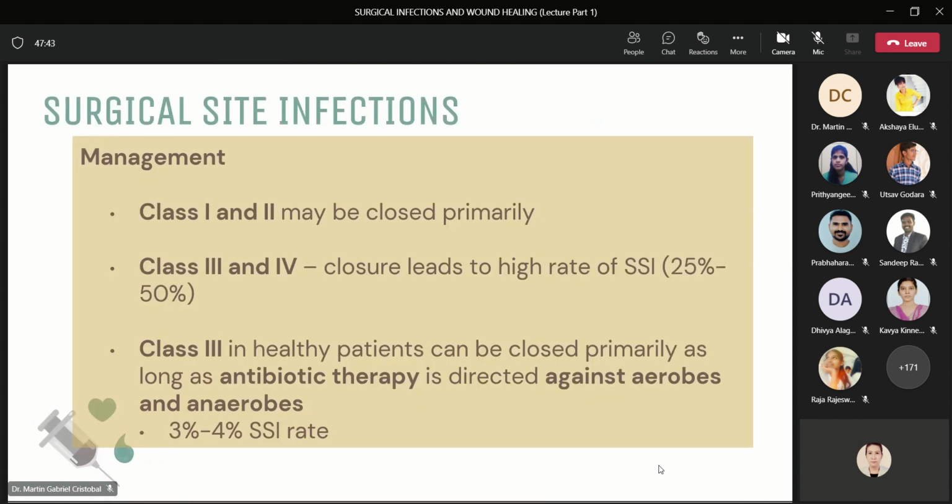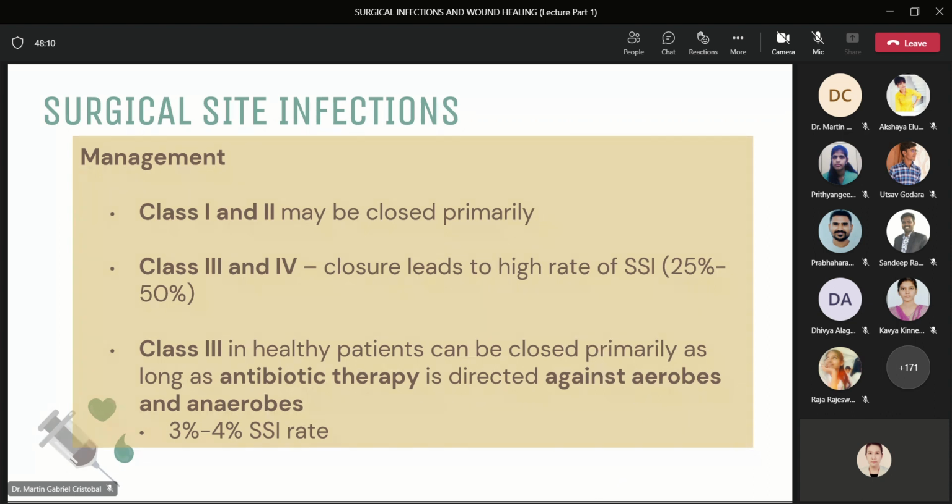So how do we manage these wounds? For class 1 and class 2 wounds, these may be closed primarily. For class 3 and class 4, primary closure leads to a high rate of incisional surgical site infection, ranging up to 25 to 50%. And studies show that class 3 wounds in healthy patients can be closed primarily as long as antibiotic therapy is directed against aerobes and anaerobes, with an SSI rate of 3 to 4%.